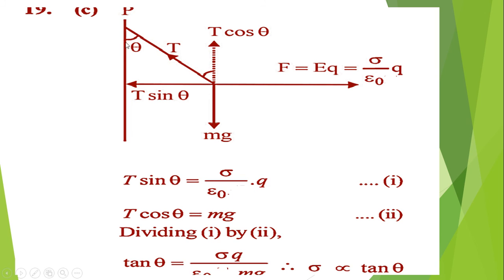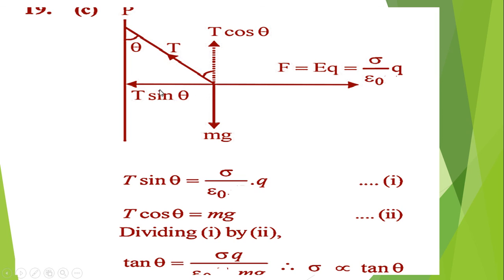This conducting sheet produces an electric field. Due to the electric field, the charged ball experiences an electrostatic force F equal to Q naught E, where E is the electric field intensity of the conducting sheet having the value sigma by epsilon naught. So the force is equal to sigma by epsilon naught into Q. Sigma is the surface charge density.